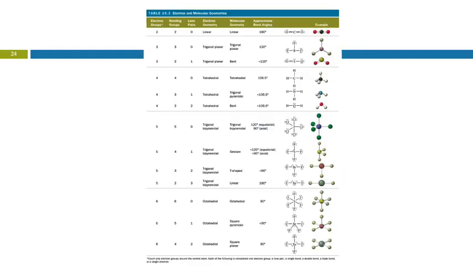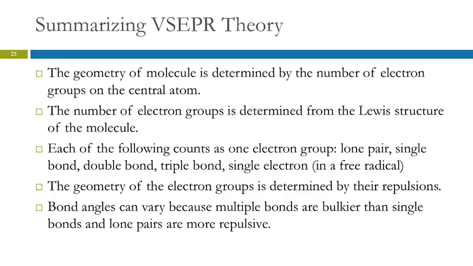So here is a table from your textbook, which can be helpful as a reference, but I don't recommend relying on that for how to decide what the geometries are. So this is a nice summary slide. The geometry is determined by the number of electron groups on the central atom, and you figure that out by looking at the Lewis structure.